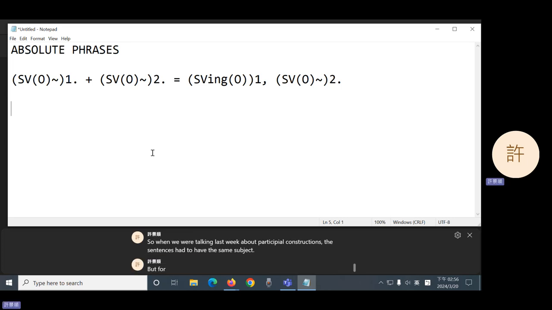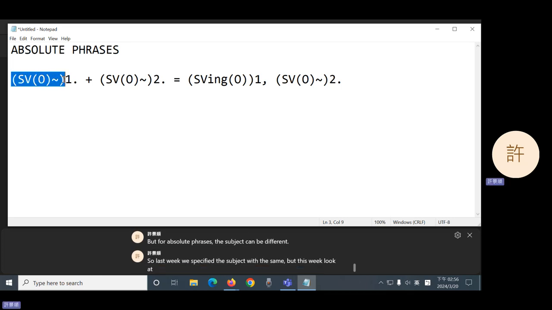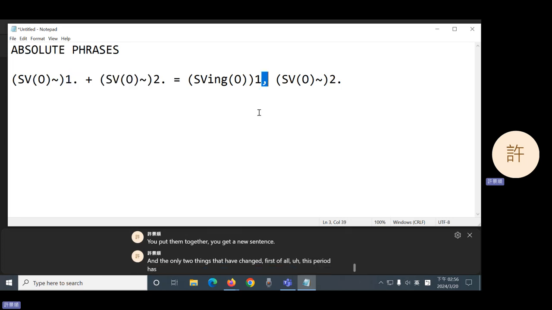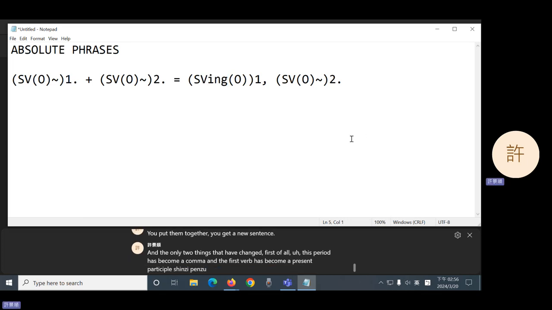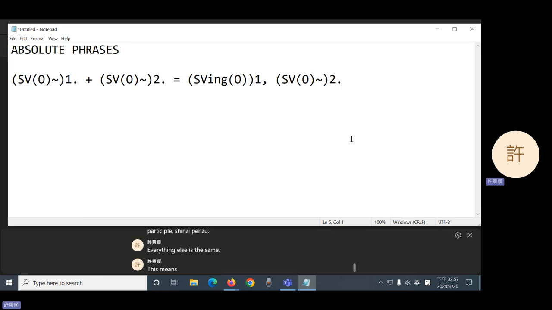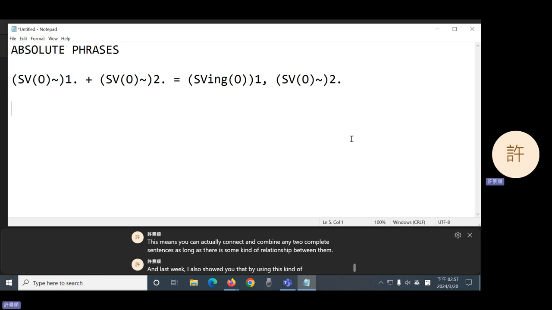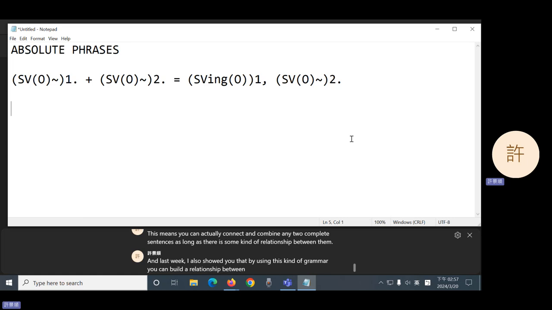But for absolute phrases, the subject can be different. So last week we specified the subject was the same, but this week, look at this. Sentence one plus sentence two. You put them together, you get a new sentence. And the only two things that have changed, first of all, this period has become a comma, and the first verb has become a present participle, 现在分词. Everything else is the same. This means you can actually connect and combine any two complete sentences as long as there is some kind of relationship between them. And last week I also showed you that by using this kind of grammar, you can build a relationship between these two sentences.